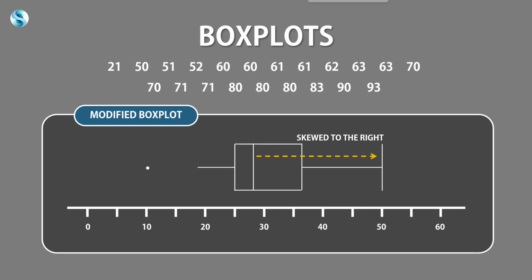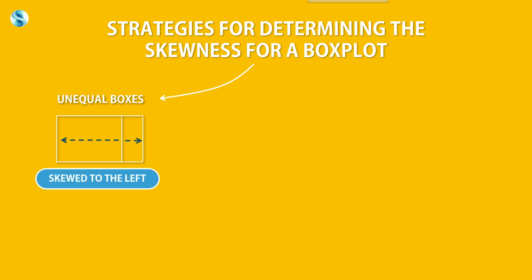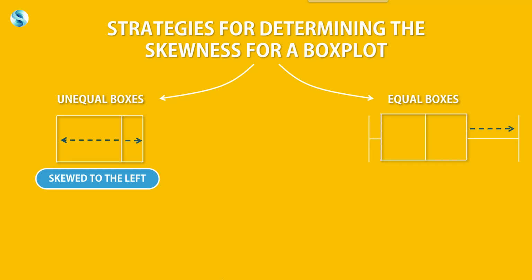And so when we are trying to determine the direction of the skew for the box plot, we can implement this strategy. If we have unequal boxes, the side of the box that is larger determines the skew. In this case, the left side of the box is larger than the right side, so therefore this is skewed to the left. If the boxes are equal in size, then you would have to look at the whiskers to determine the skew. The longer whisker will determine the skew, so this will be skewed to the right.